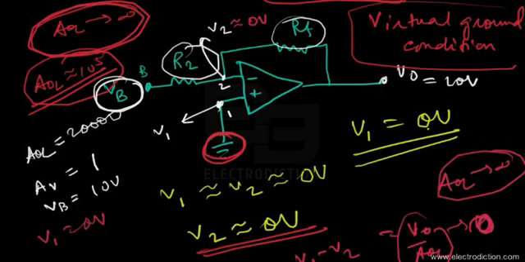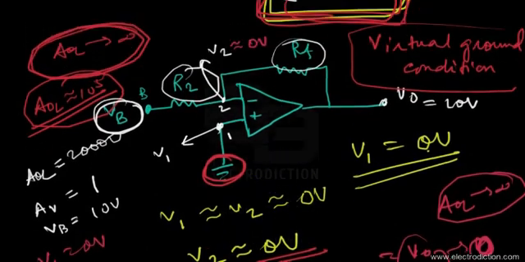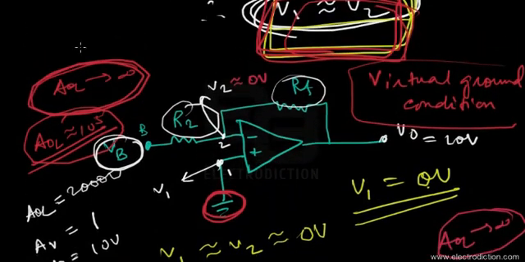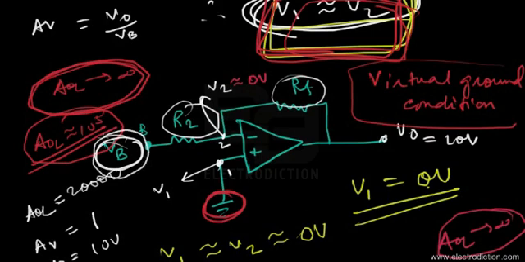If you're asking me why, then I would just say that since we know that the overall gain of this circuit is equal to the output voltage divided by the input voltage, that's VB respectively, we'll have VB equal to VO by AV. So now if you put in the values, VO is 10 volts and AV is 1, the overall gain of the circuit, so we would have the input voltage as 10 volts respectively.